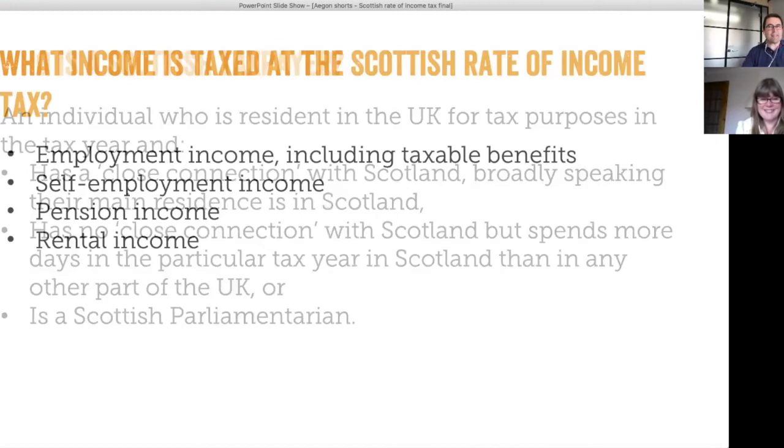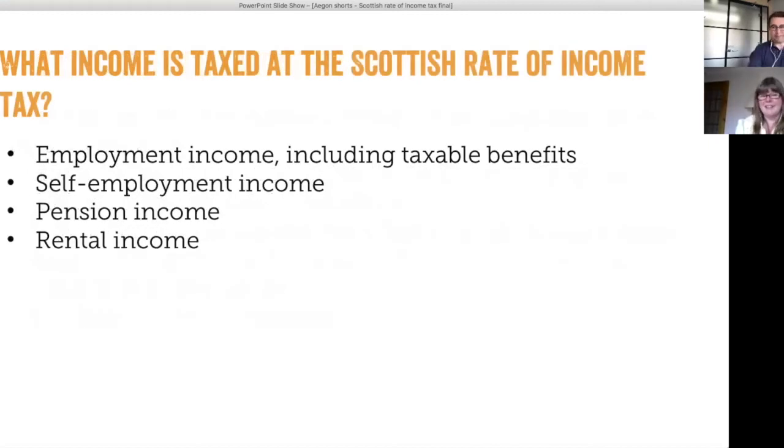So what income is going to be taxed at the Scottish rates? Yeah, so it's actually limited, the income that's taxed at the Scottish rate of income tax. So employment income, including taxable benefits in kind, self-employed will be subject to the Scottish rate of income tax on their self-employment income, pension income and rental income.